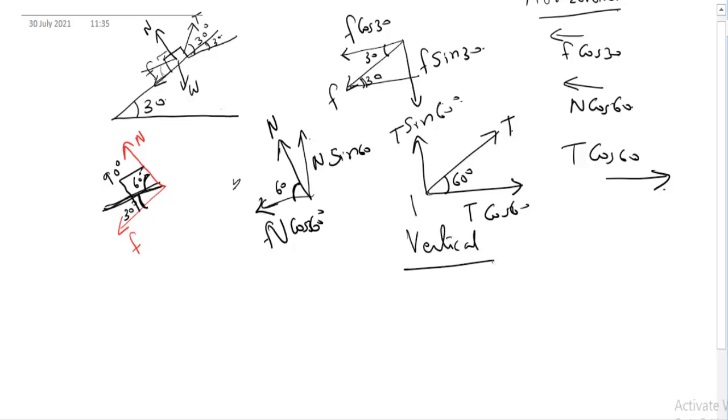Vertical components are F sin 30, that is acting in the downward direction, and then next we will move to N sin 60, that also acting in the upward direction, and next is T sin 60, that is acting in the upward direction. So these are the different forces which are acting on the horizontal and vertical components. Okay, clear children? This is how we will be finding out the horizontal component and the vertical components.